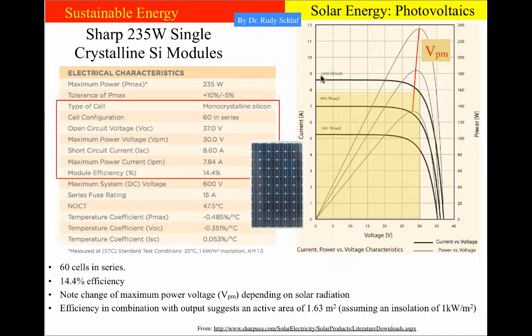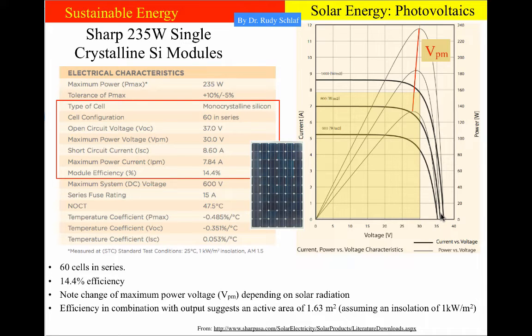The curve with the highest current is 1000 watts per square meter, so this is the blue sky, perpendicular to the sun, high up scenario, and then here we have 600 watts per square meter, which may correspond to a slightly cloudy situation. I drew in the maximum power rectangle. Here these are the 30 volts, and here you see the 7.84 amps. So this is maximum power at 1000 watts per square meter. It's interesting to see that the maximum power rectangle actually has slightly lower voltages if you go to lower insolation values.